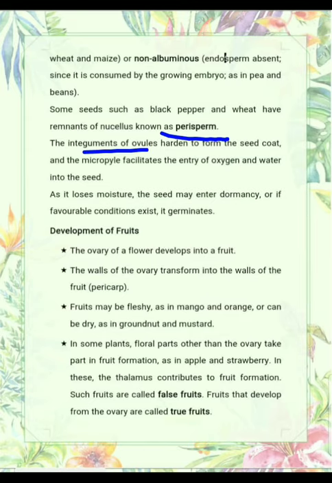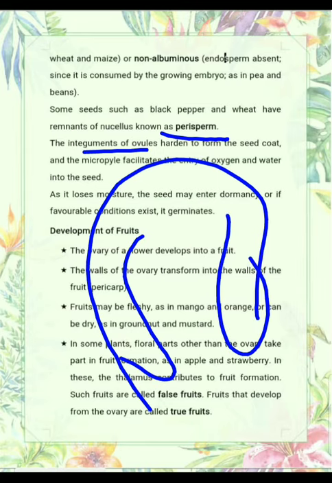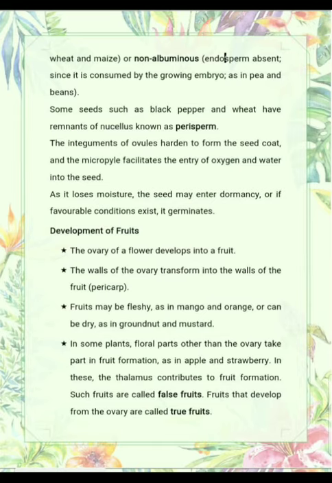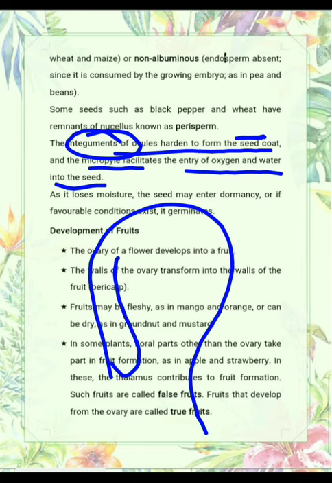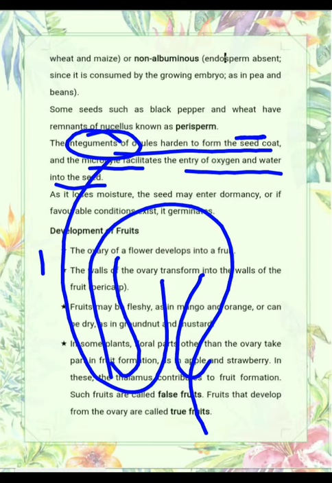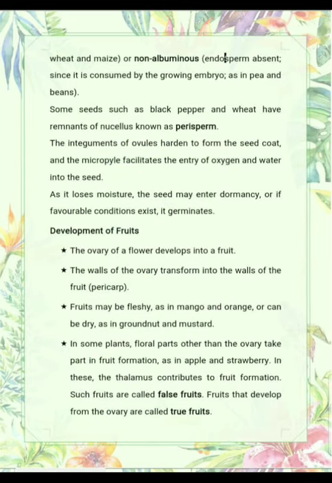The integuments of ovule. You remember that the ovule has integuments. These are the integuments of ovules. So after the formation of seed, the integuments help in the formation of the seed coat, meaning the covering of the seed, and the micropyle facilitates the entry of oxygen and water into the seeds. The end which is present on the lower side is the micropyle. For example, if this one is the ovule, the pollen tube enters from here; this is the micropylar end. So at this end a small hole is present that helps in the entry of oxygen and water into the seeds.